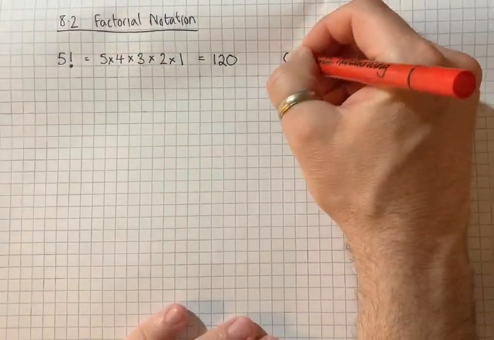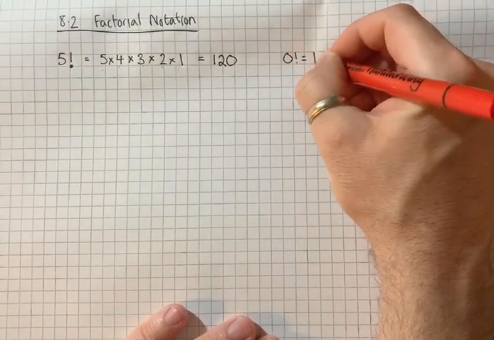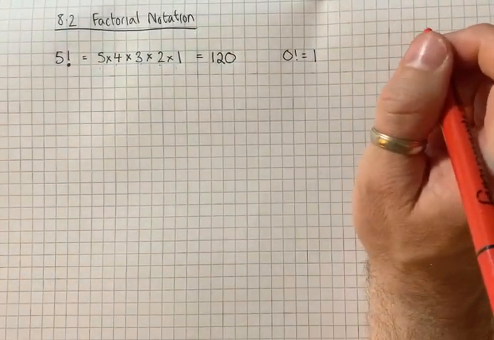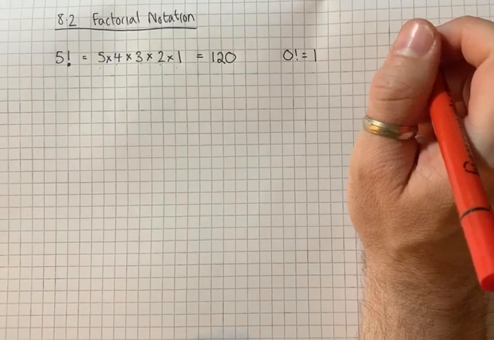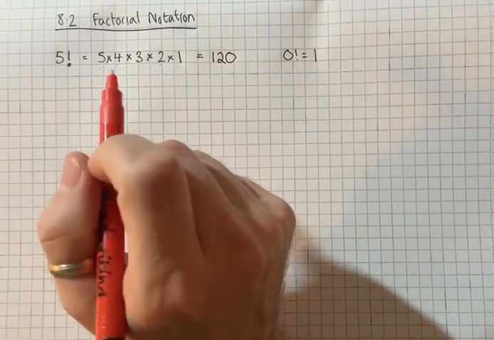What you might be wondering is, what is 0 factorial? And the answer is 1. Now, if you want to know why, you can either Google it or, as I often do, just ask Mrs. Sherwood and she'll tell you why.